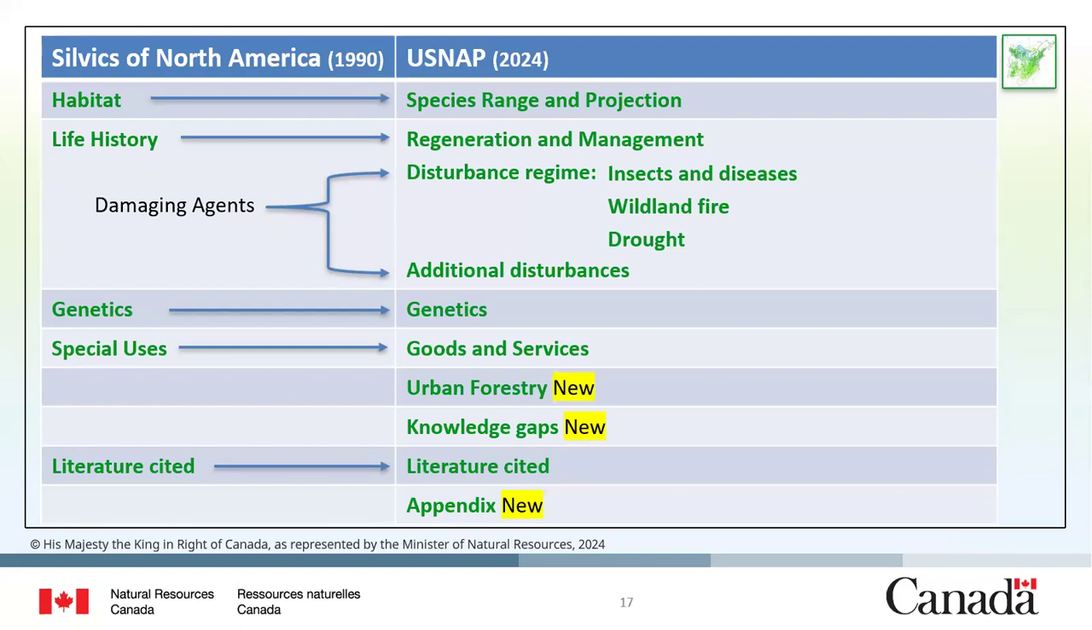There are 3 new sections that have been added. Urban forestry, knowledge gaps that were highlighted by the authors during their writing, and some appendices for every section if there is some information that is important but too long to be addressed in the section, and the section size is limited. The aim is to have a synthesis of the knowledge available to the practitioner, not a review of all the literature available for a topic.